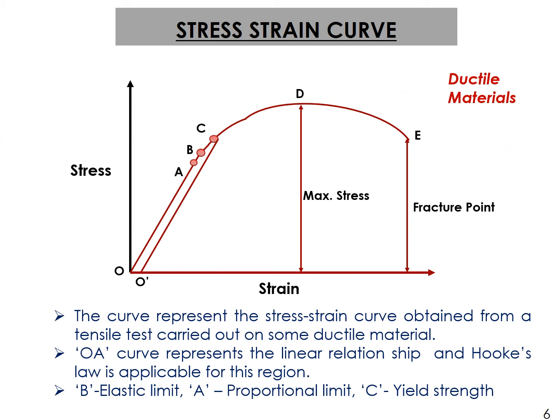So point B is the elastic limit where you get the largest stress, and there the material will not have any permanent deformation even if you remove the load. But because of the sensitivity and measurement issues, a proportional limit is defined. At this limit, point A, the curve deviates from linearity. Then we go to point C, the yield strength. At yield strength, a small amount of permanent deformation exists.